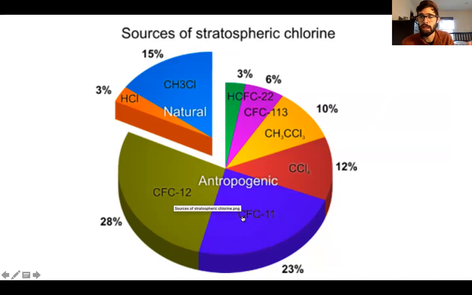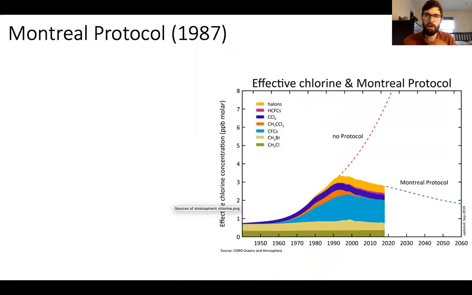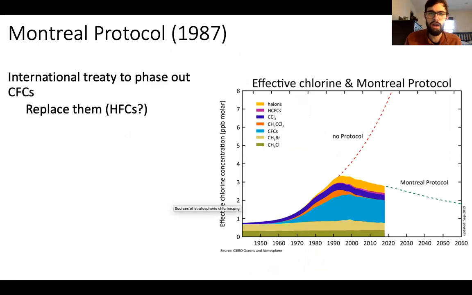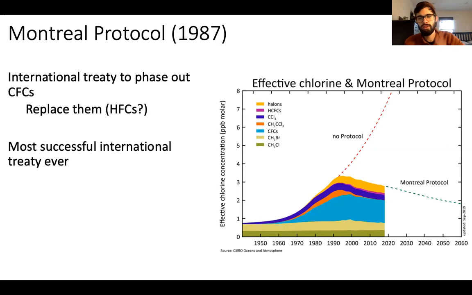So why don't we just get rid of CFCs? And that's what the Montreal Protocol did in 1987. It's an international treaty signed by a multitude of countries to phase out CFCs and replace them with other chemicals, in many cases hydrofluorocarbons, which are not contributors towards ozone depletion, although they are greenhouse gases. It's one of the most successful international treaties of all time.